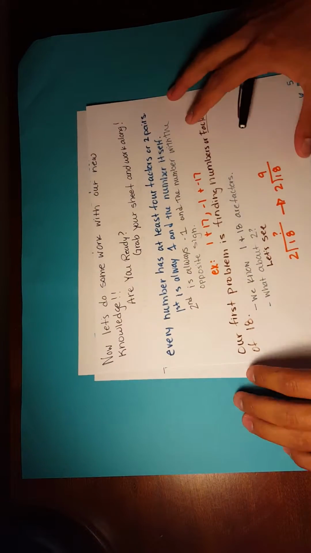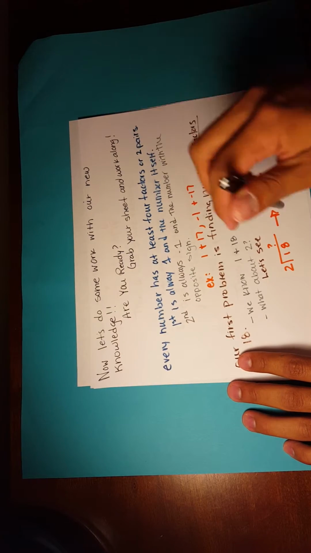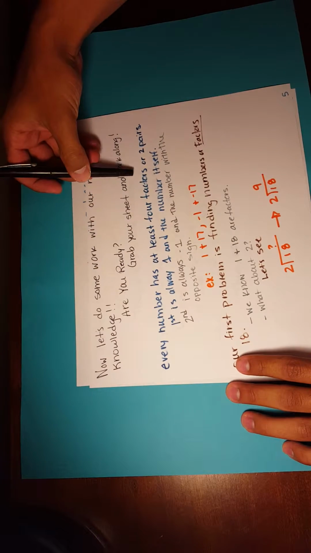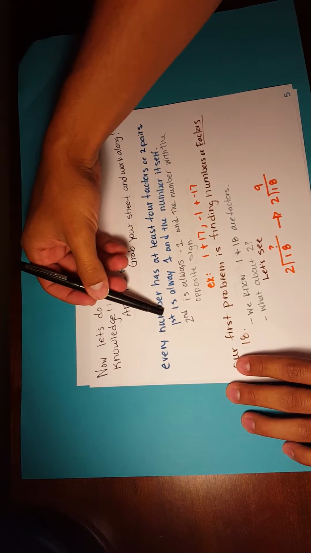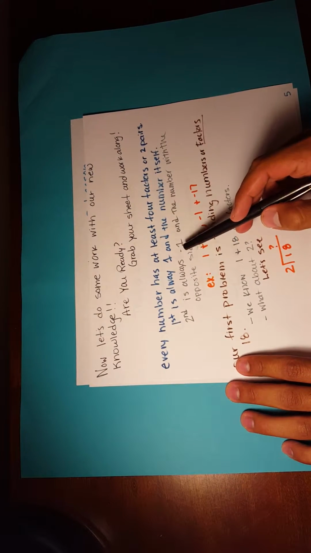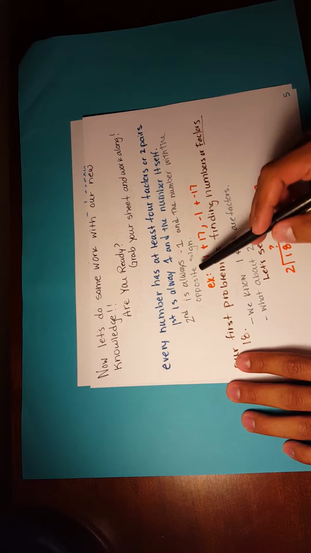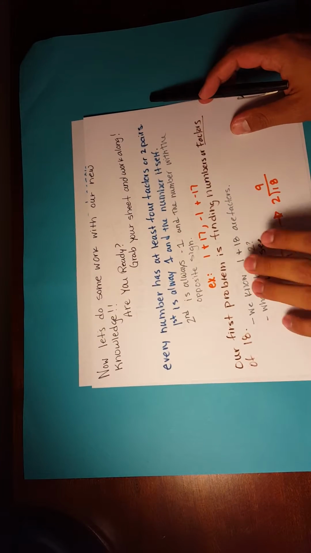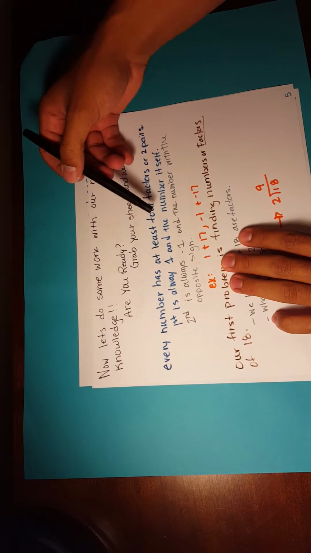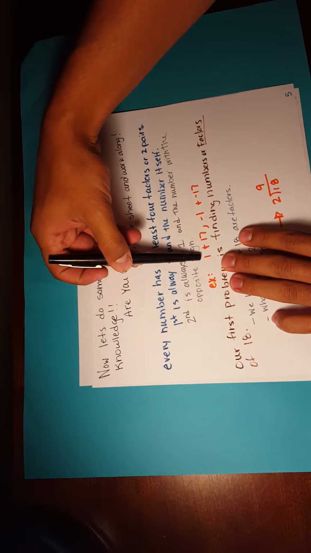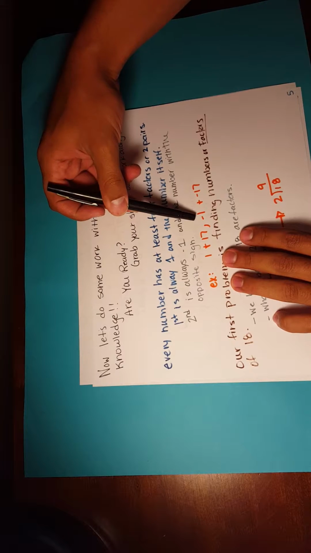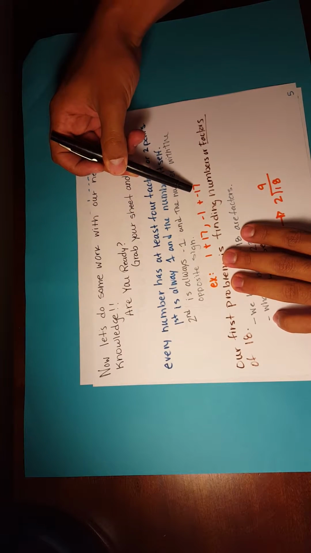Now, let's do some work with our new knowledge. Are you guys ready? Grab your sheet and let's do it together. Every number has at least 4 factors, or 2 pairs. First is always 1 and the number itself. Second is always -1 and the number with the opposite sign. So, for our example, our number would be 17, and our first pair would be 1 and 17. And then for our negatives, it would be -1 and -17.